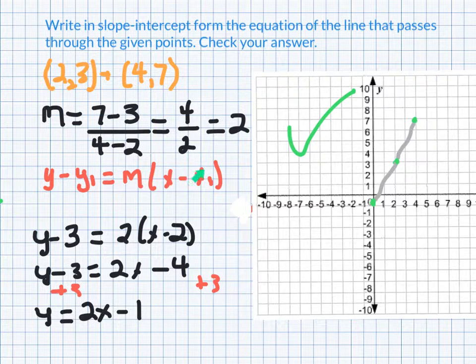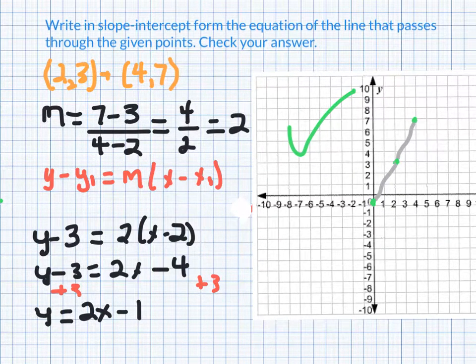Now we use the point-slope form. y minus y1 equals m times x minus x1. We plug in our numbers. We have y minus 3 equals 2 times x minus 2. I plugged in my slope right there, which we figured out was 2. y minus 3 equals 2x minus 4 when I distribute the 2. Then I add 3 to both sides, and I end up with y equals 2x minus 1.